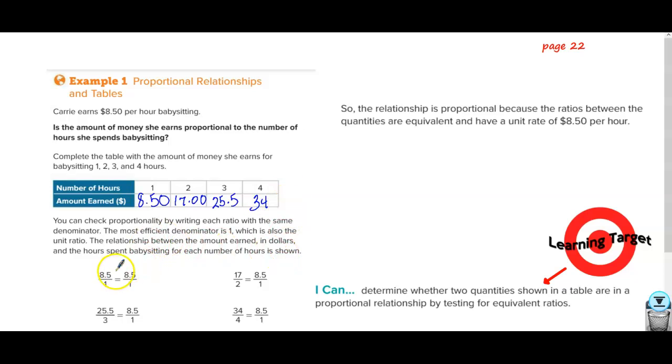And you'll notice that if you write each of these as a ratio with this number over this number, the amount of money she earns per hour, because you would say money per hour, so money goes on top, even though it's on the bottom in the chart. Money per hour, $8.50 an hour. $25.50 for 3 hours is equal to $8.50 for 1 hour. Because these are all equal to $8.50 for 1 hour, this is proportional.